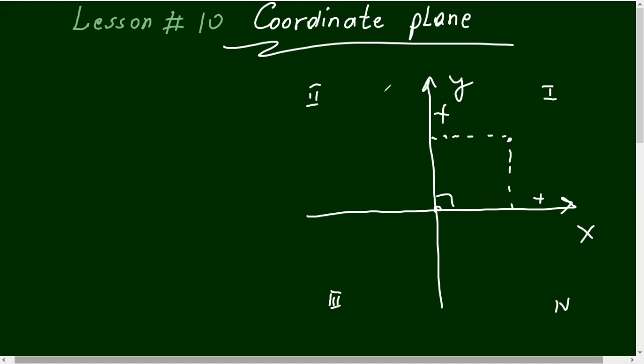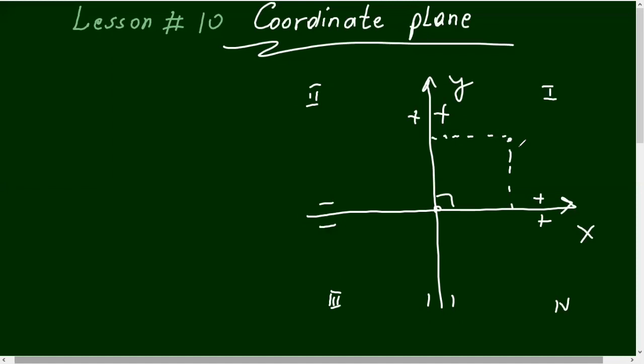And in the second quadrant, the x-axis has negative numbers and the y-axis has positive numbers. In the third quadrant, x-axis and y-axis both have negative numbers. So I'm going to write a negative symbol here and here. And in the fourth quadrant, the x-axis has positive numbers and the y-axis has negative numbers.